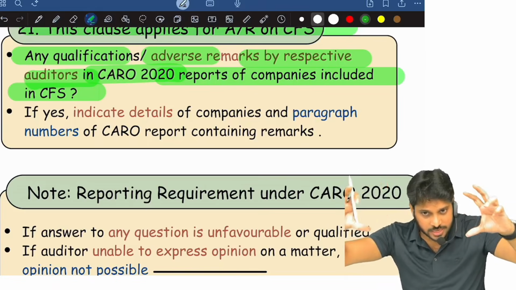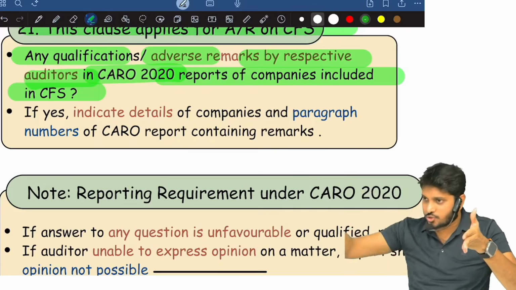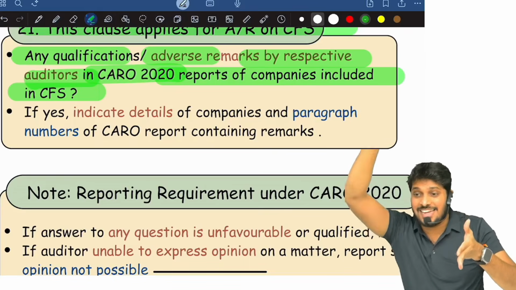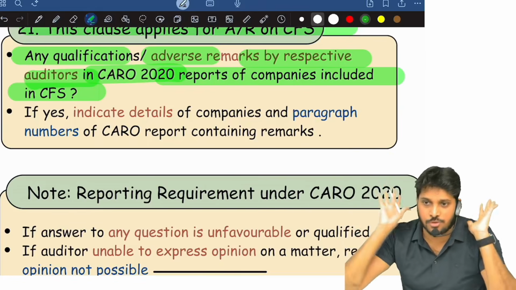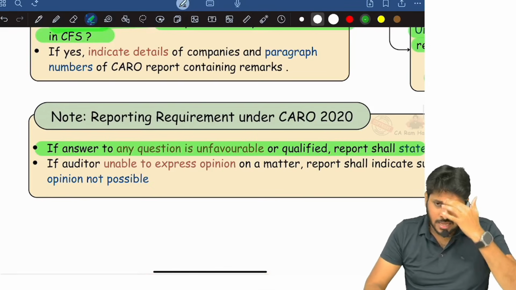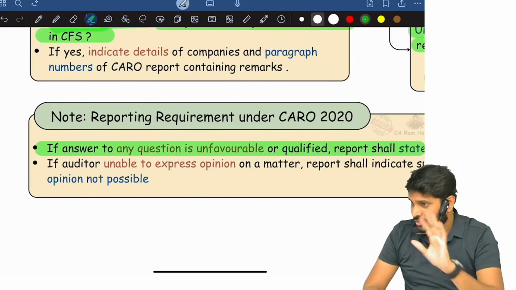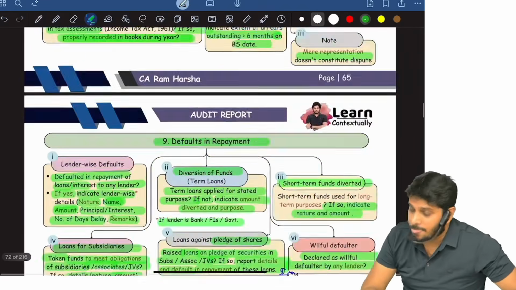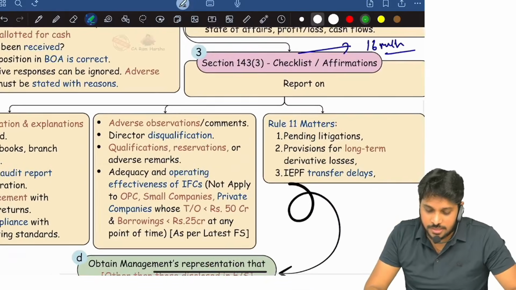Only one clause, clause 21. Below that, so and so companies are subsidiary companies, so and so companies are associate companies, and their auditors in the CARO report under so and so clauses gave a qualification. That fact you need to mention. Are you clear? That's it. And reporting requirements, whether positive or negative, you need to report. For unfavorable answers, you should give reasons also. That's it. With this, CARO is completed. Clear, all of you? Next, 143(3).